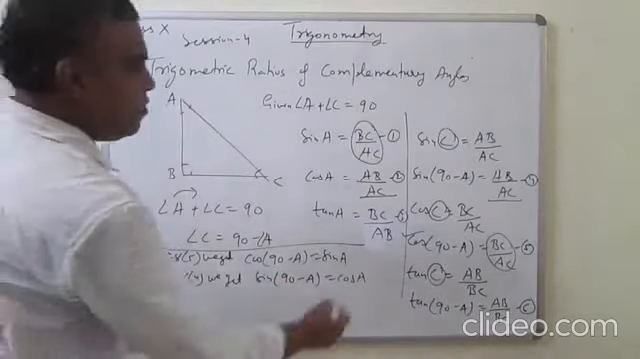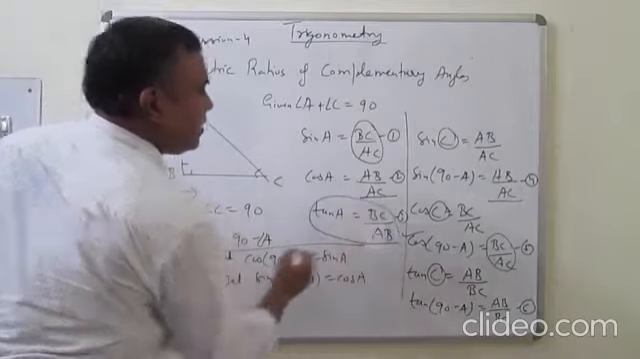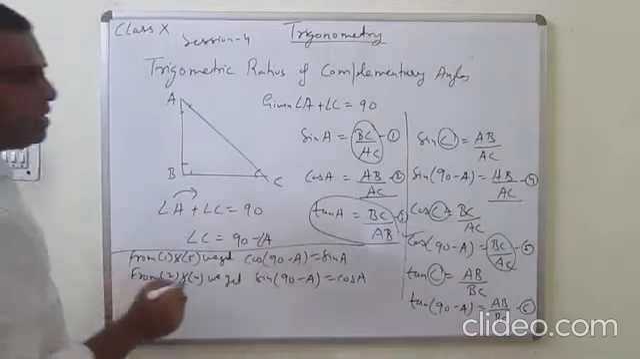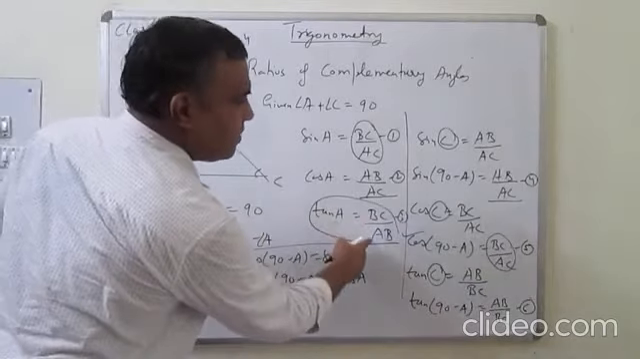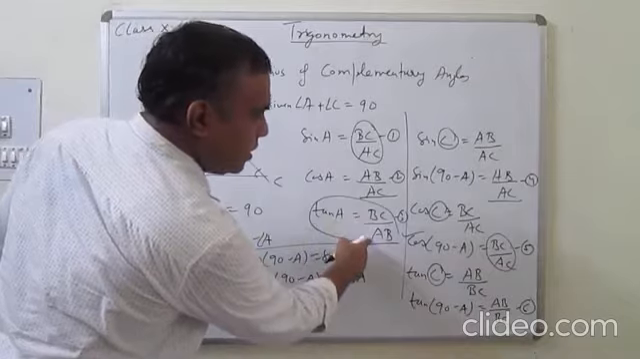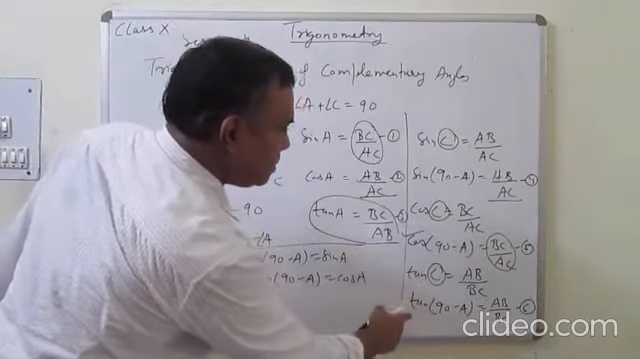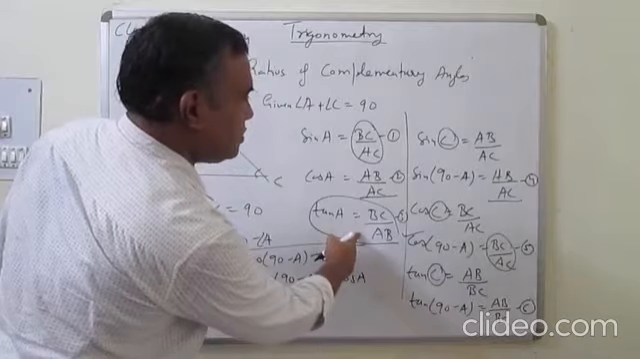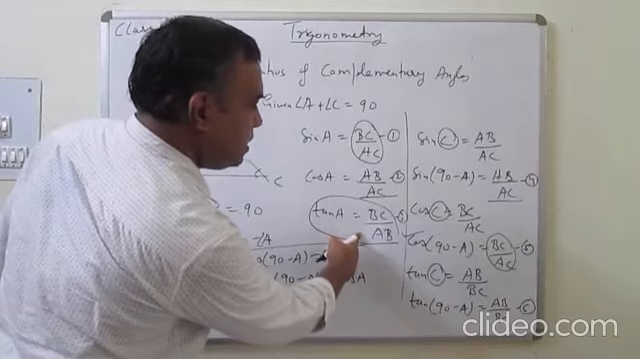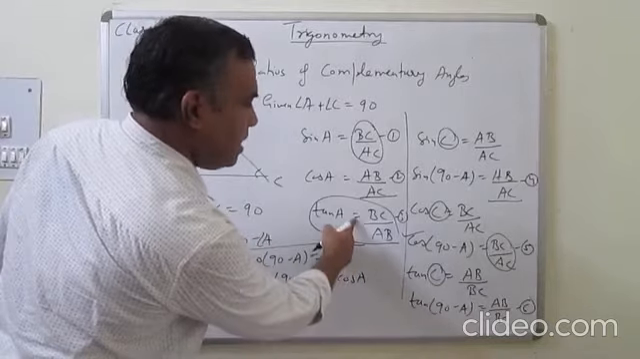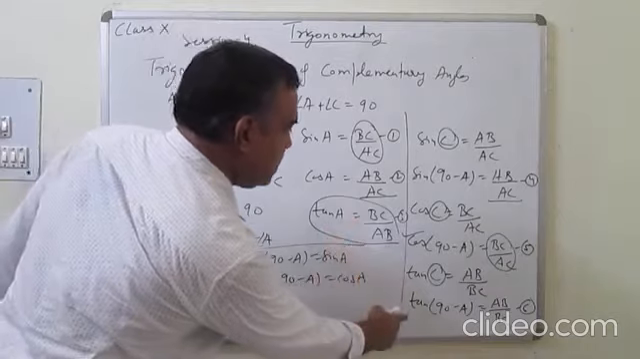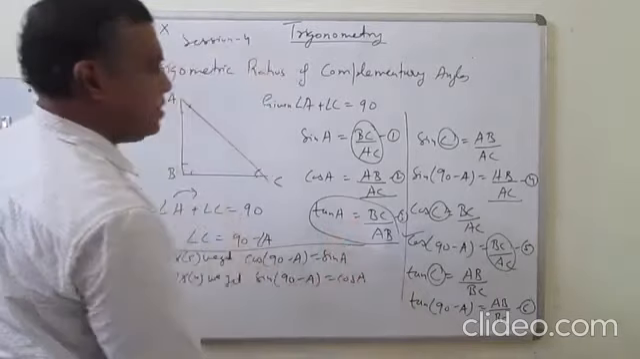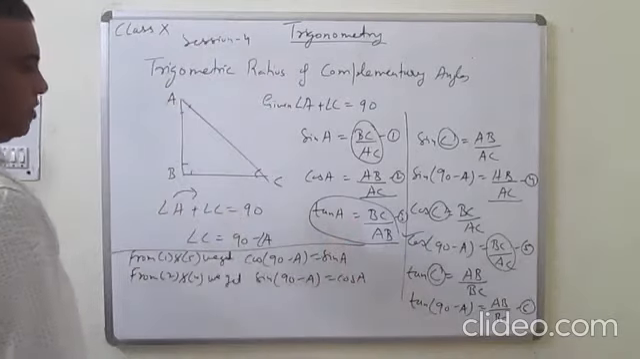Now what is left? Now this is left, tan. Where is BC upon AC? This is third and this is third. This is tan A, BC upon AB, and this is tan C, AB upon BC.